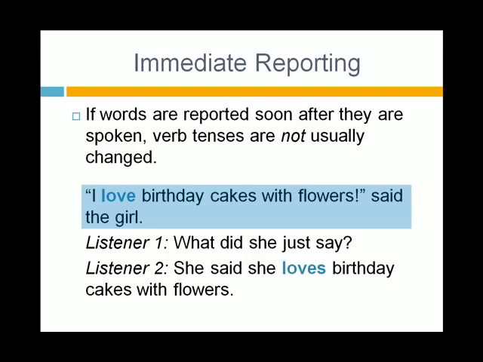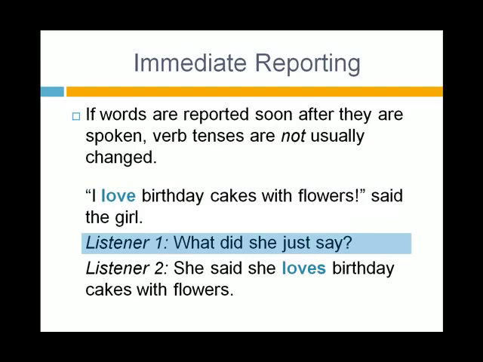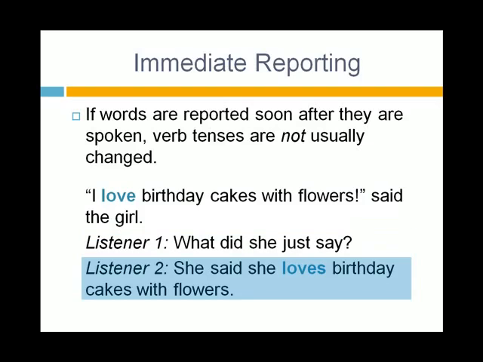Example. "I love birthday cakes with flowers," said the girl. Listener 1. What did she just say? Listener 2. She said she loves birthday cakes with flowers.